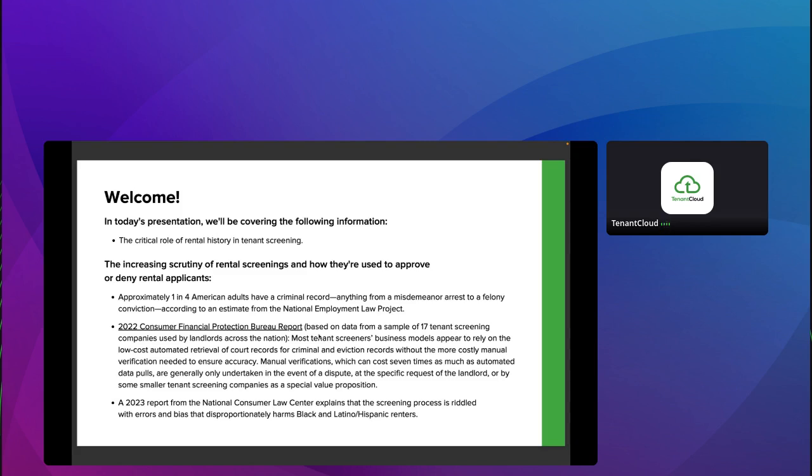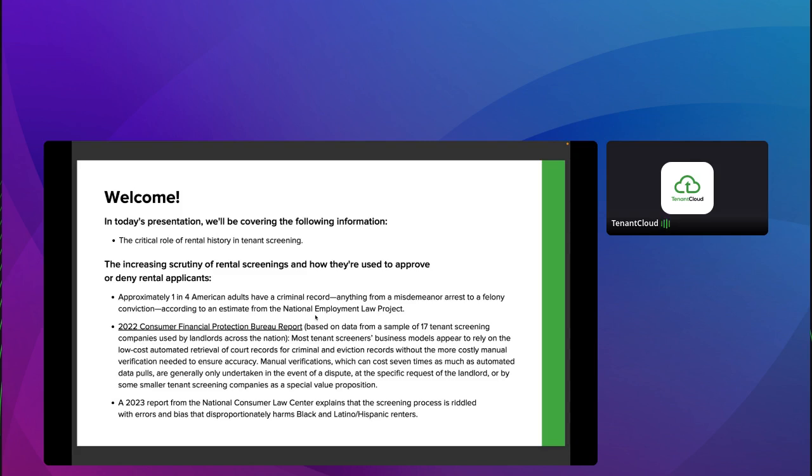There are some stats here that I feel like would be helpful for you to understand leading into this presentation. Approximately 1 in 4 American adults, which is a shocking number, have a criminal record, anything from a misdemeanor arrest to a felony conviction, according to an estimate from the National Employment Law Project. A 2022 Consumer Financial Protection Bureau report, based on 17 tenant screening companies that are used nationally by landlords across the nation. These are some of the biggest tenant screening companies.